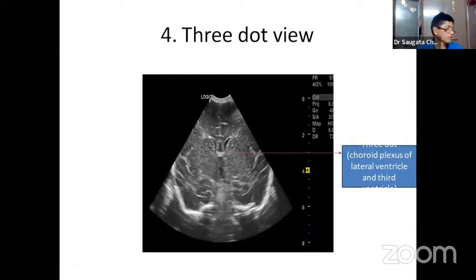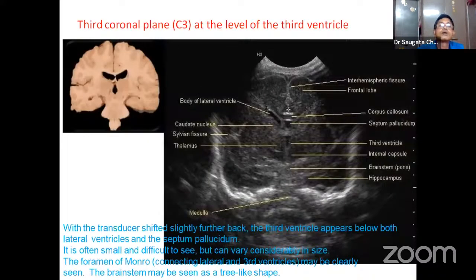Now, go further posteriorly. This is called the 3-dot view. The choroid plexus of both lateral ventricles as well as the third ventricle is seen. That's why this is the 3-dot view. We see the body of the lateral ventricle, corpus callosum, and the third ventricle, and also on this side is the thalamus.